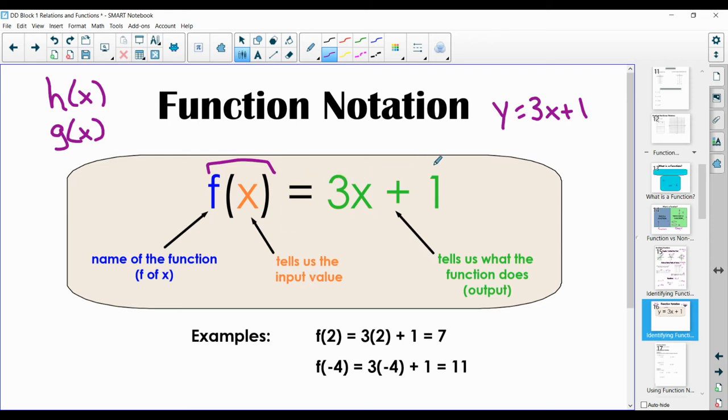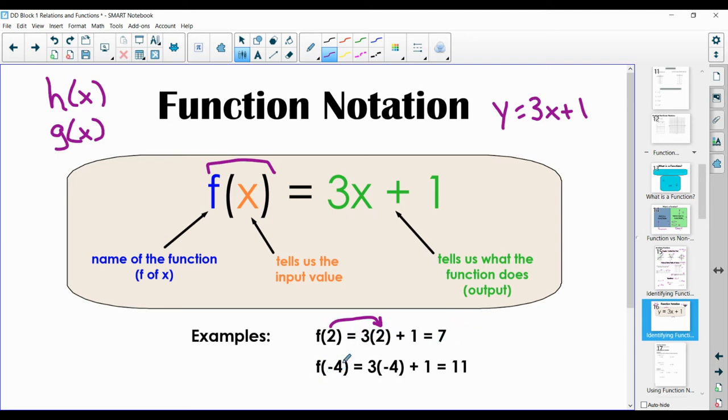And then the other part of the equation, the 3x plus 1, would represent the function, but it'll also give us our input. So how do we use function notation? Well, when we have an input of 2, we write f of 2, and that tells me my input is 2, and in the function, I'm going to replace the x with a 2.